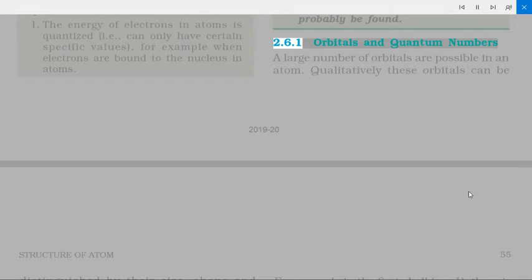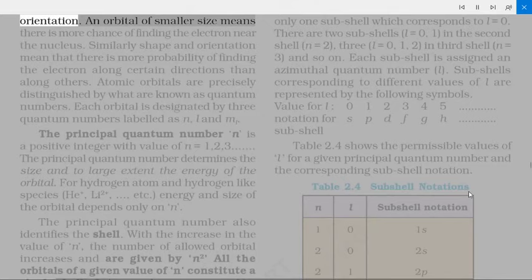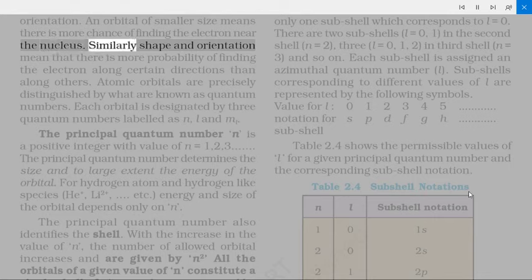Orbitals and quantum numbers. A large number of orbitals are possible in an atom. Qualitatively, these orbitals can be distinguished by their size, shape and orientation. An orbital of smaller size means there is more chance of finding the electron near the nucleus. Similarly, shape and orientation mean that there is more probability of finding the electron along certain directions than along others.